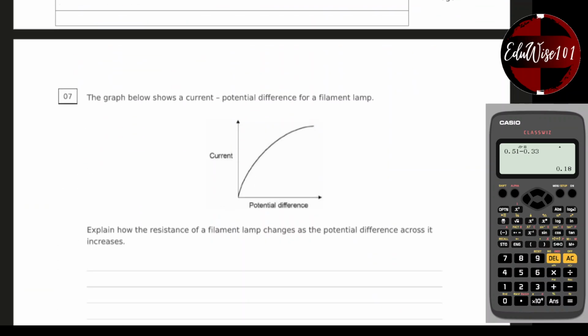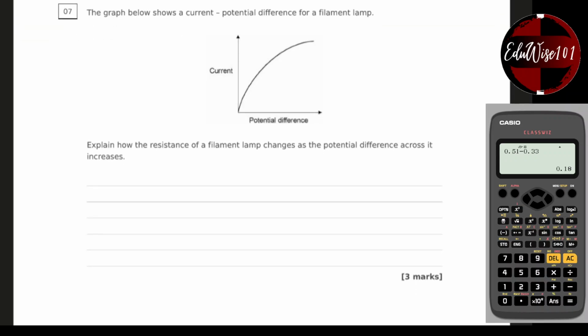Right. Question number 7. The graph below shows the current and potential difference for a filament lamp. Explain how the resistance of a filament lamp changes. So they're asking about the resistance. Here the graph is talking about potential difference and current. So you need to interpret it in terms of how the resistance of a filament lamp changes as the potential difference across it increases. Now, when the potential difference is increasing, you need to think, why is the current actually increasing? That means because there's less resistance. But when you increase the potential difference, the current is actually going down and it's becoming stable.